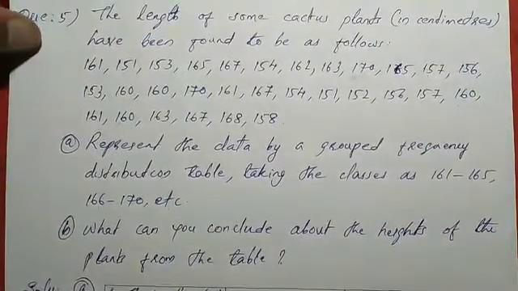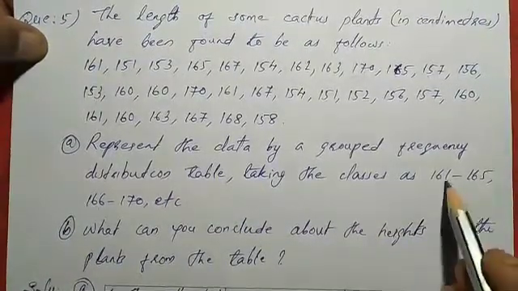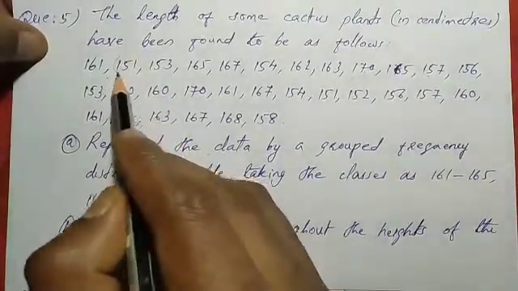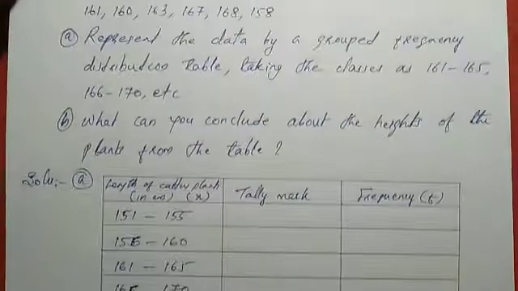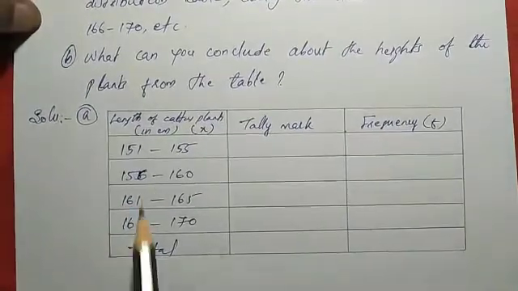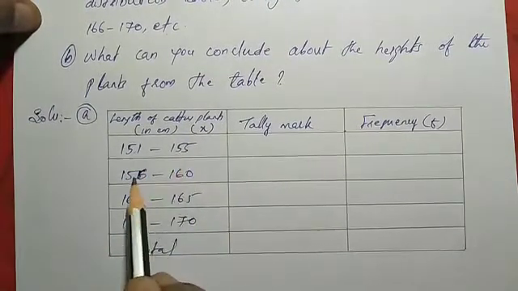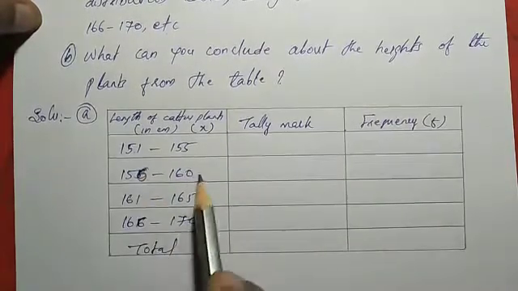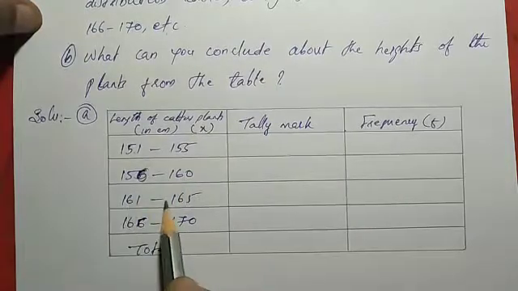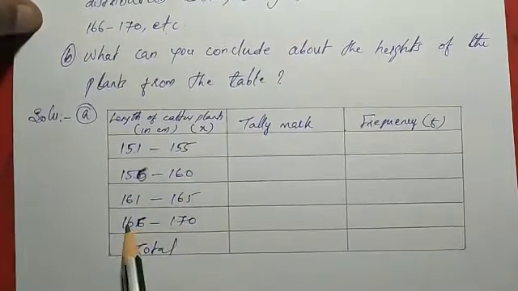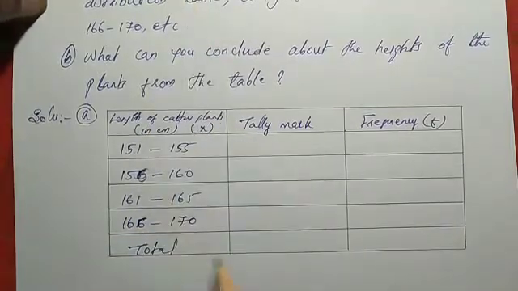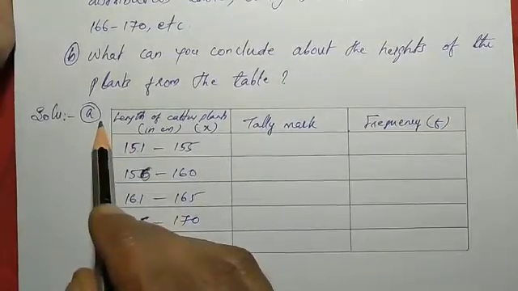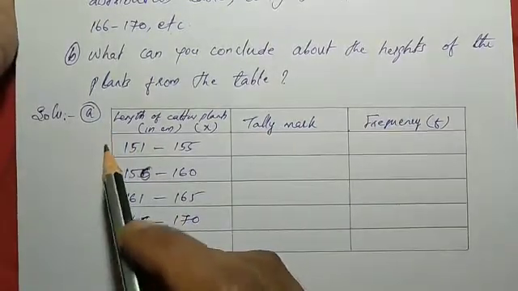Here it is given, taking the classes as 161 to 165, 166 to 170, but here the least number is 151. So the class intervals we have to make are 151 to 155, 156 to 160, next 161 to 165, next 166 to 170. The highest number is 170, so up to 170 we have to make. So this is the answer for question A, the grouped frequency distribution table.